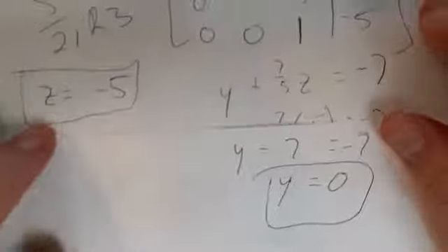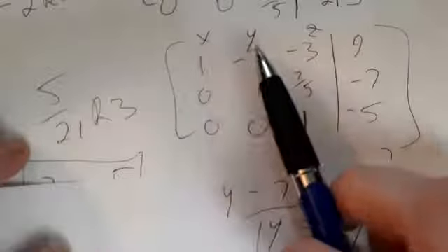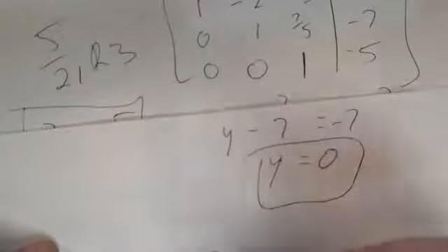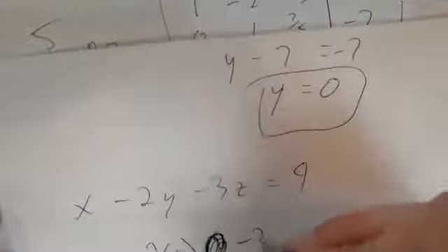And the last equation that I had way up here, x minus 2y minus 3z equals 9. I know my z is negative 5 and my y is 0, so I can fill this in. Y is 0. All right. Minus 3 times negative 5 is equal to 9.